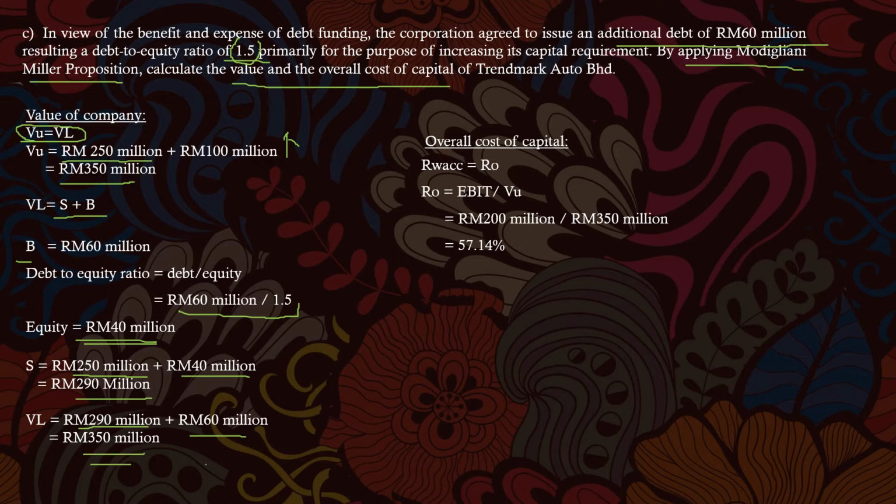Okay, the next one is overall cost of capital. RWACC is equal to RO. The formula of RO is EBIT divided by VU. So 200 million ringgit divided by 350 million ringgit, then you will get 57.40%.